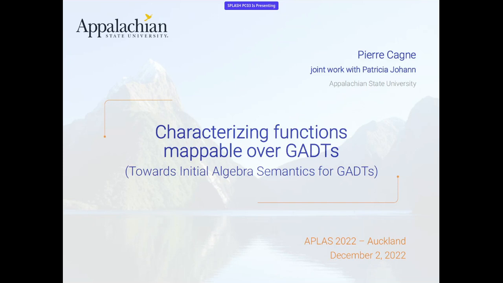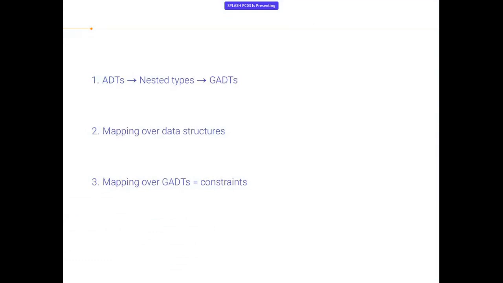And so for that, we need to talk about what it is to map over data structures in those kinds of data structures. So I will divide the talk in three parts. The first part will be about defining what are generalized algebraic data types, so these GADTs, and how they compare to more usual types that you are used to, namely ADTs, so algebraic data types, and nested types, which are a middle ground between the two.